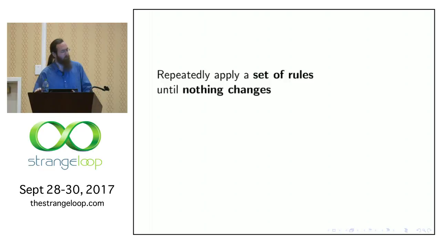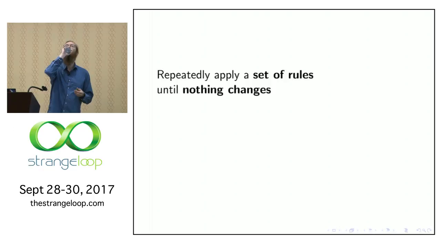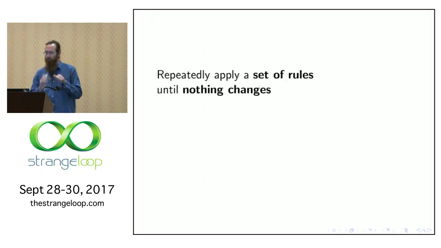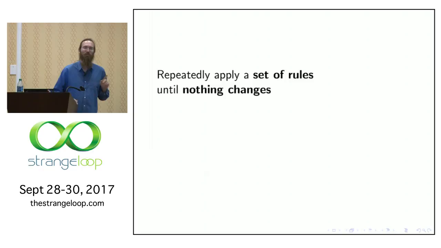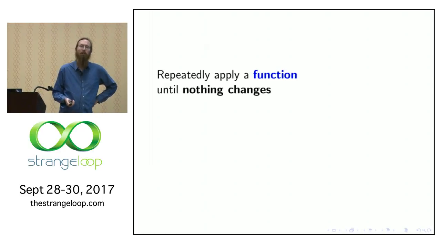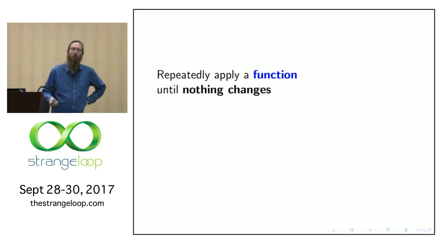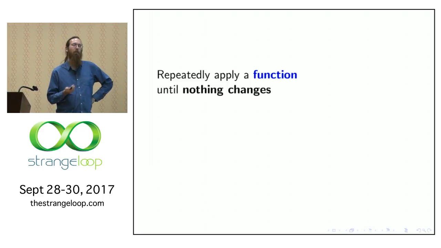So what we just did was we repeatedly applied a set of rules until nothing was changing anymore. How could we capture this in a functional way? I heard the word fixed point, which is great, but you're jumping a little bit ahead. Instead of a set of rules, let's use a function. This is functional programming after all. A function is kind of like a set of rules, or more like a single rule. So we'll see whether this works. It's just a hypothesis.